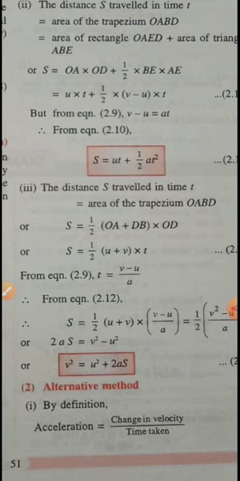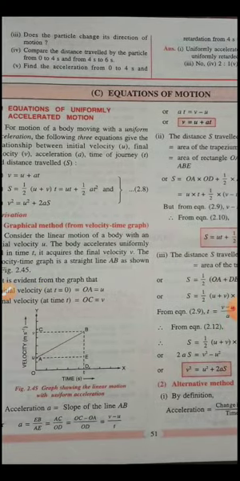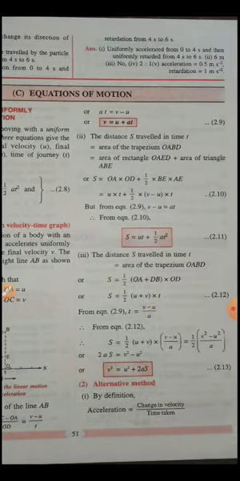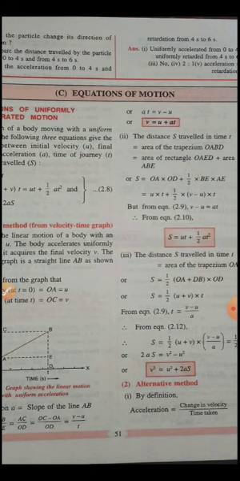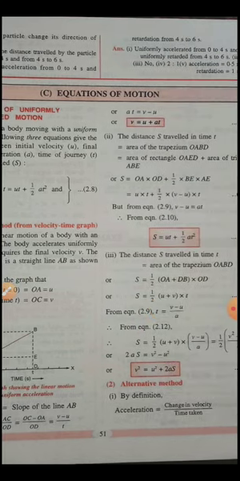So, area of the trapezium. Now for the trapezium I'm going to apply: area of a trapezium means half into the sum of parallel sides into its height. In the same manner, half into the parallel sides OA and DB, the sum of parallel sides, into its height OD. So it is half into U plus V, into T.